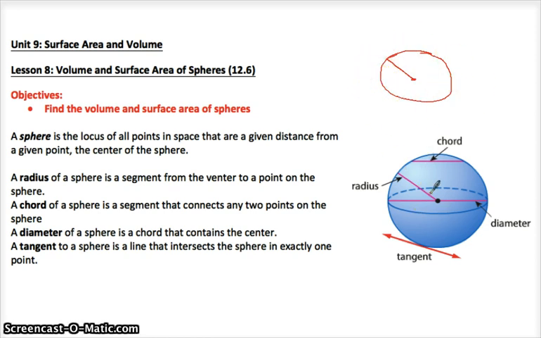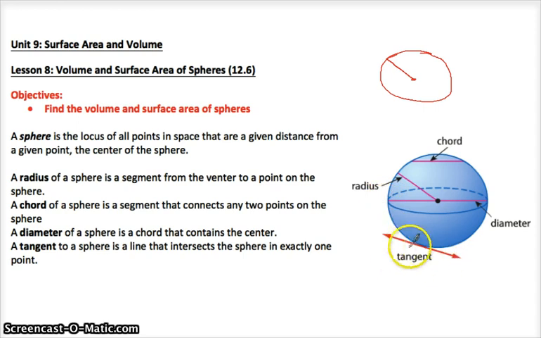This is the same thing, but instead of being in a plane now, we're in space. So all the points in space that are the same distance away from a given center point make up the sphere. The radius is that distance that they have to be, of course. That's just like a circle. A chord is a segment that connects any two points on the sphere. I don't think we're going to talk about that very much after just this slide, but that's what a chord is. A diameter of a sphere is as you would expect. It goes through the center and it's a line segment.